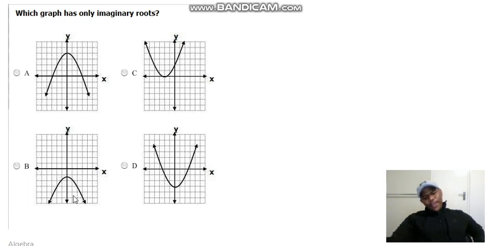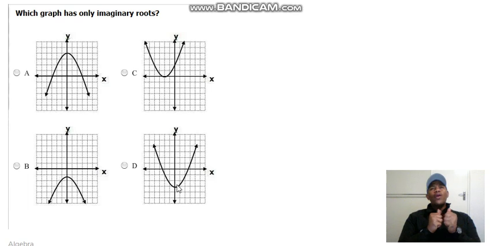If you look at B, what kind of roots does B have? It looks like B has imaginary roots, right? What kind of roots does C have? C has two equal roots because the turning point is on the x-axis, so it has two equal roots. D seems to be the same as A, where you have two unequal roots, right?